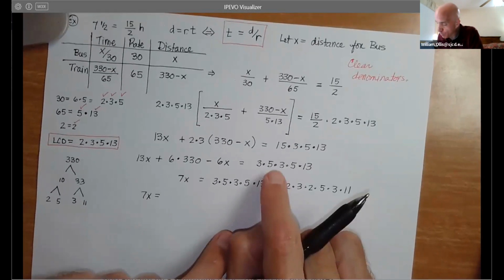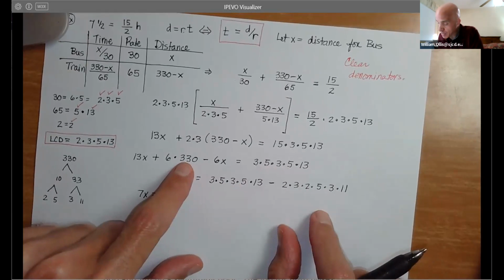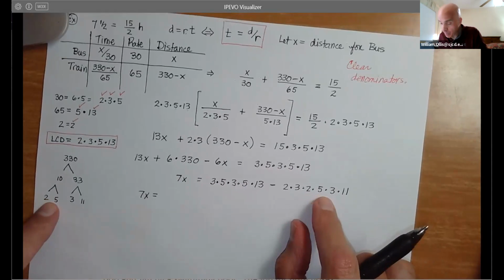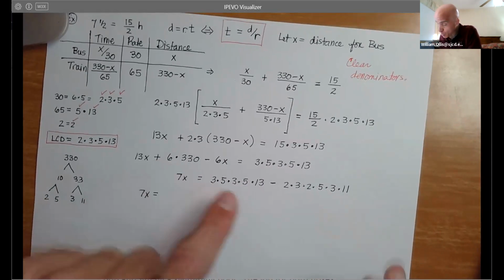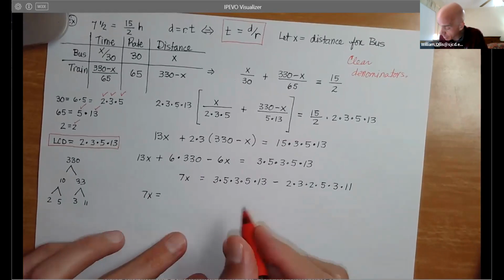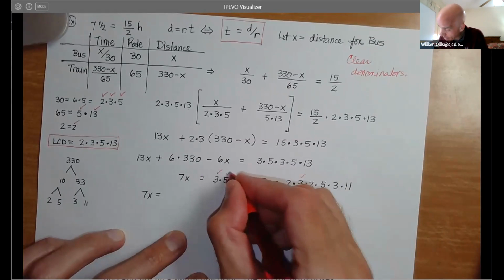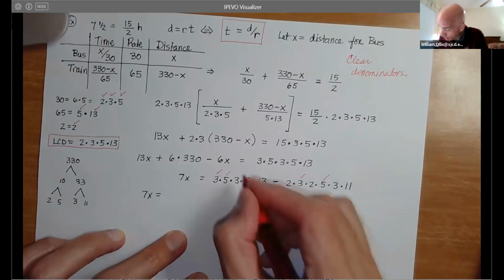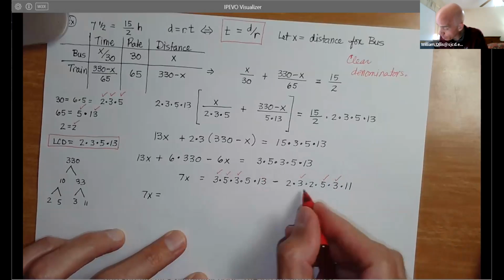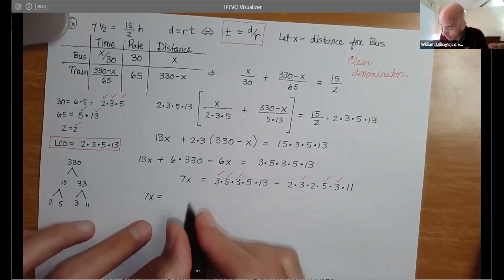So again, notice over here, 3 times 5, 3 times 5 times 13. And when we have the 6 times the 330, we have the 2, the 5, the 3 and the 11, and then the 2 times 3 from the 6. Now notice, let's just go ahead and compare to see what we have in common. We've got a 3, got a 3 there. We've got a 5, we have a 5. We have another 3, have another 3 here. We don't have another 5 over here, and we don't have a 13, so that takes care of all of that. So let's factor that.